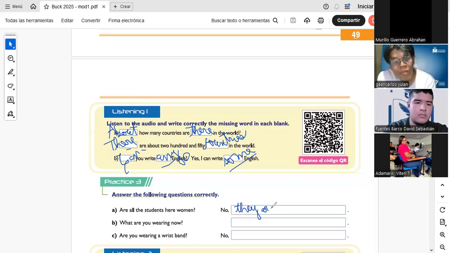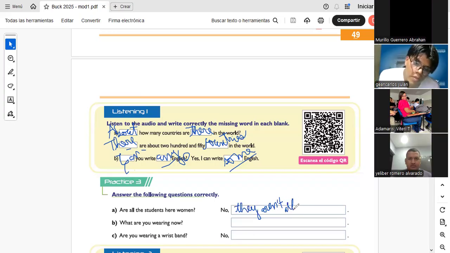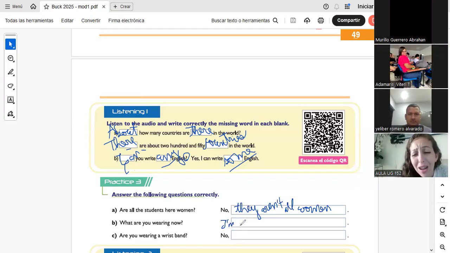Next volunteer, Adamaris. What are you wearing? I am wearing a shirt and jeans. Okay, I'm wearing a shirt and jeans. I hate writing with this. I'm so sorry. I'm wearing, oh, Jesus Christ. Okay, you understood. I'm wearing a shirt and jeans.